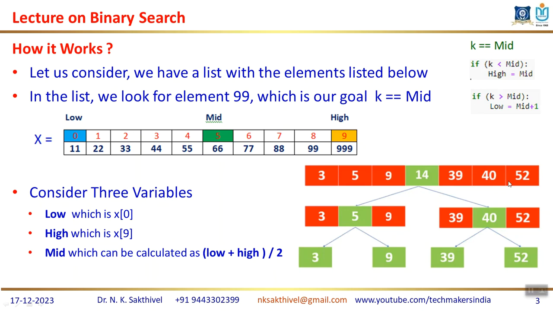Before searching, one small updation. What updation? This condition is satisfied, so low becomes mid plus 1. What is the mid value? This is x of 0, 1, 2, 3.